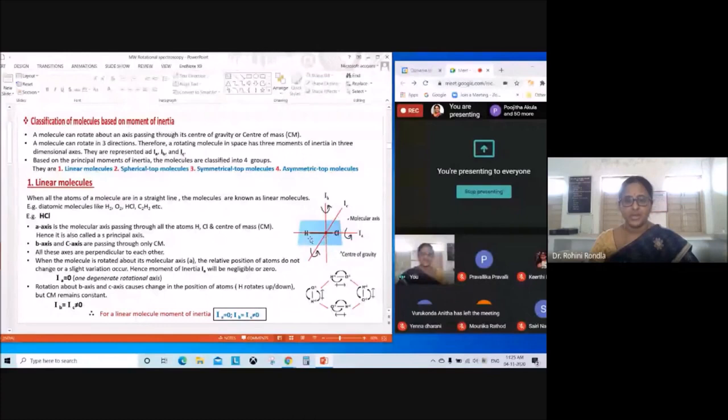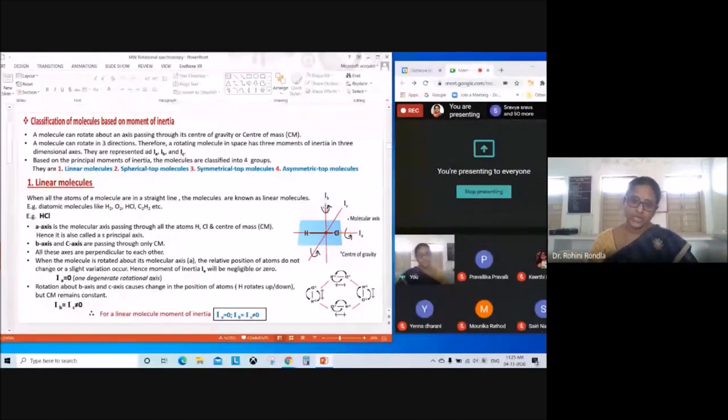The axis is passing through hydrogen and chlorine. In the axis, hydrogen is there and chlorine is there, but you are just rotating. So that is why moment of inertia will be negligible or 0 along the A axis. For the HCl molecule, IA is equal to 0. Here you can see, when the molecule is rotated about the molecular axis, the relative position of atoms does not change, or very slight variation can occur. That is why moment of inertia IA is negligible, or you can say it is 0.